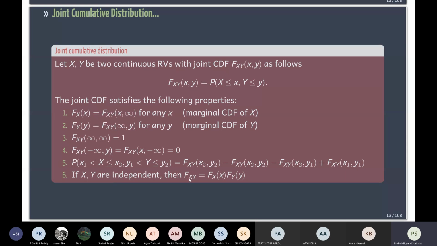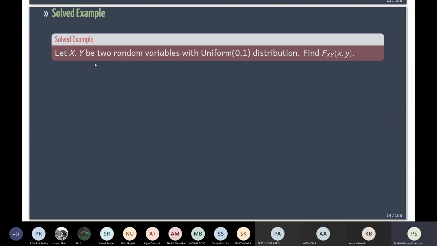If X and Y are independent, then we are supposed to have this. So the CDF will split into the marginal CDFs. So let us do some example on this now, on the CDF for the continuous case. So let X and Y be two random variables with uniform distribution. So find the joint CDF. Okay, so that's the question here.